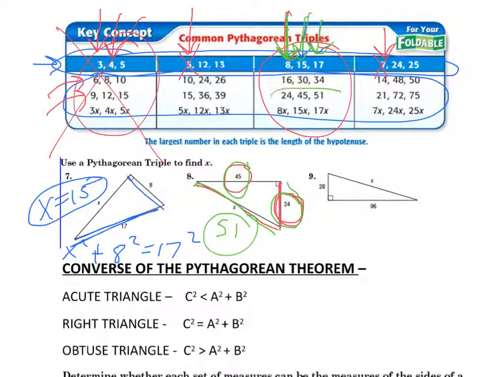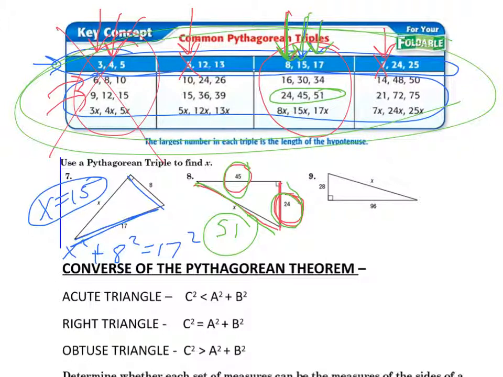Now, I know they gave you this, but it's hard to remember all of those numbers, those triples. If we remember these common ones that are highlighted in blue up here, we can use those to figure those out. Now look at number 9. That one's not on there.